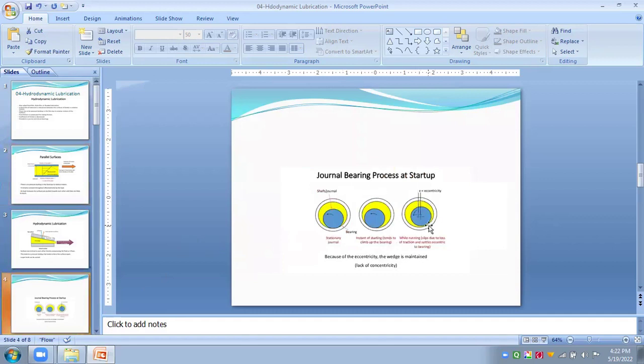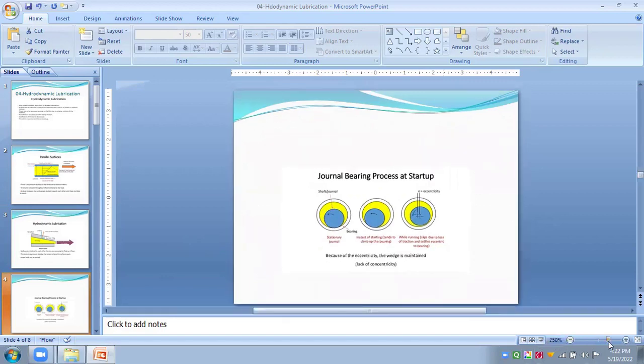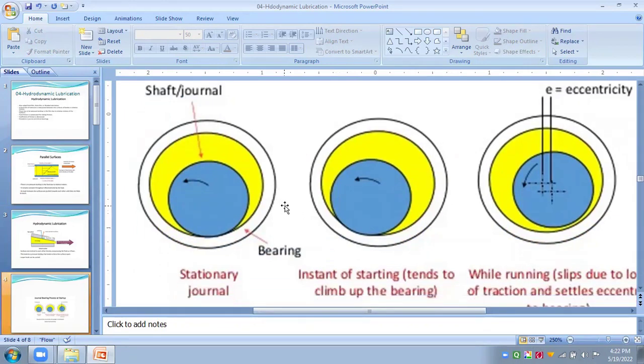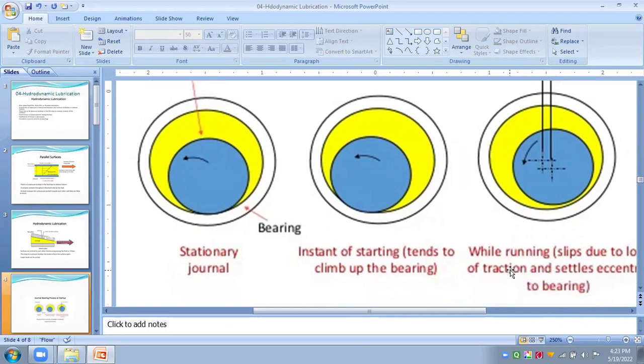The figure shows how the journal starts to rotate and develops this fluid film between these two rotating or sliding surfaces. In the first position, the shaft is touching the bearing, meaning the bearing is stationary. In the second position, the journal starts to rotate and tends to climb up the bearing. Here the fluid film developing action is started. In the third position, while the journal is completely in running position, slip occurs due to the load and settles the eccentricity of the bearing. Means the eccentricity, the distance or fluid film thickness, is developed, and it should be maintained throughout the lubrication process.